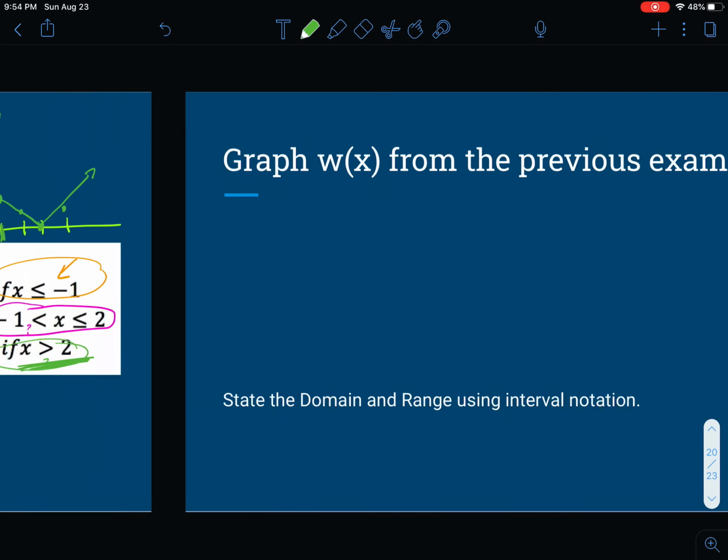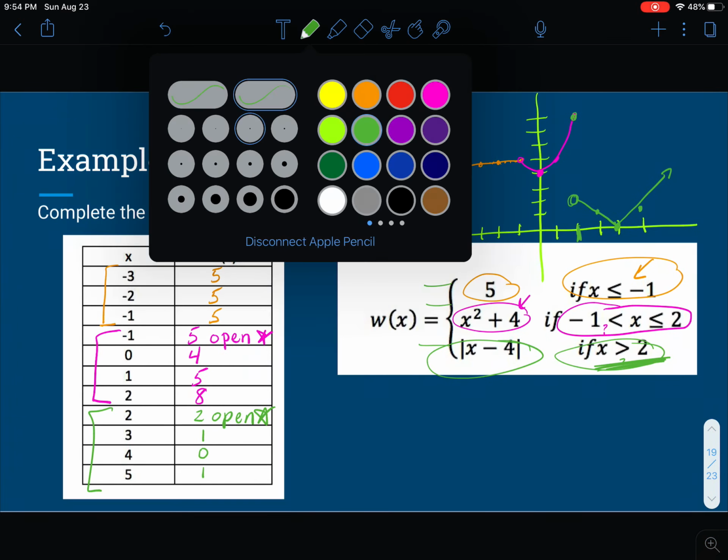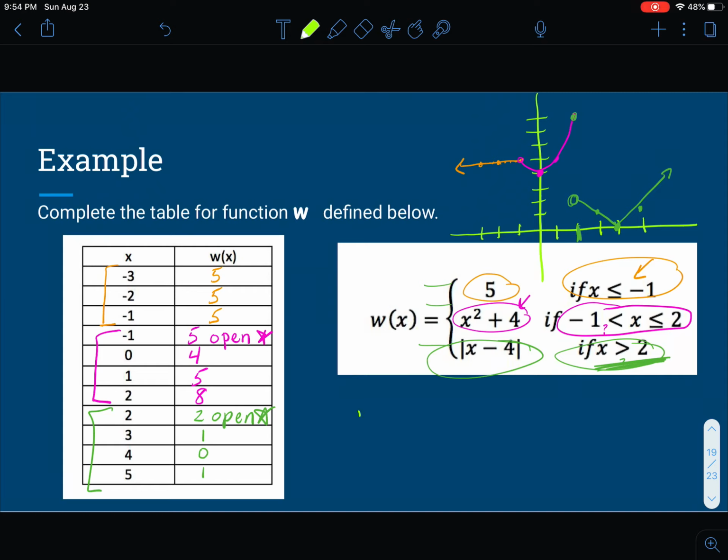Okay, state the domain and range. Let's do that here too. So let's go ahead and look at our domain. So domain for this one, I could plug in any x value I want and we would be fine. So this is an all real situation. There's no troublemakers here. Now let's think about the range.